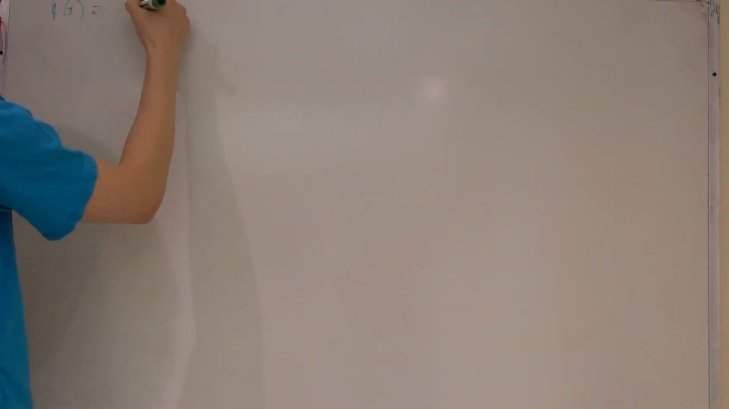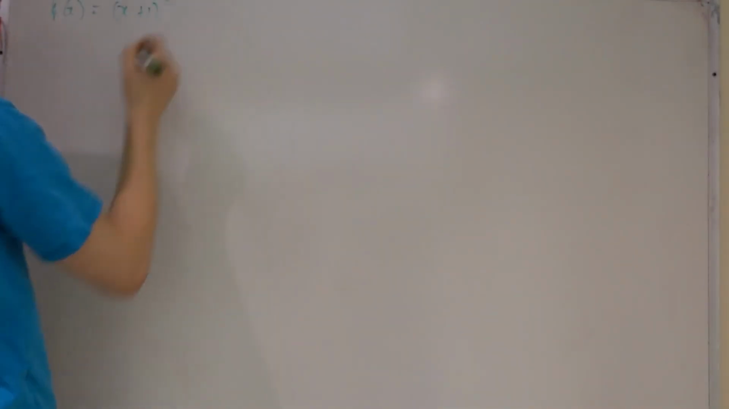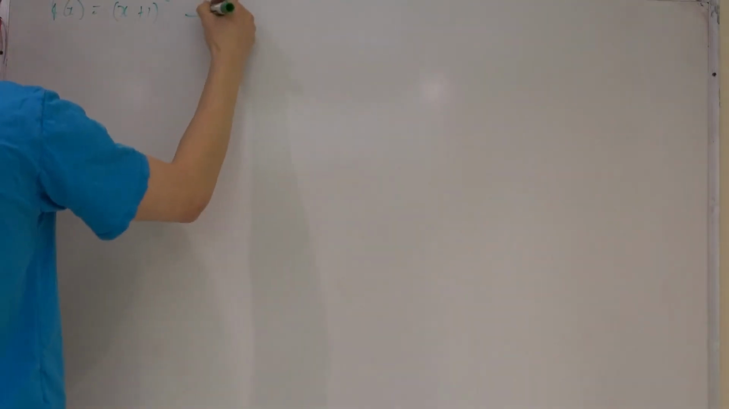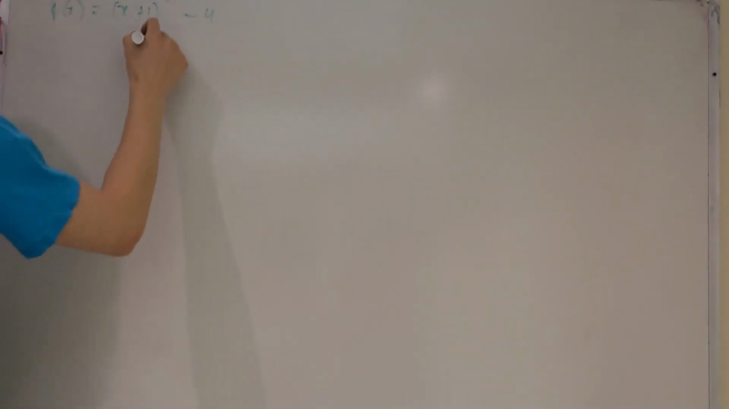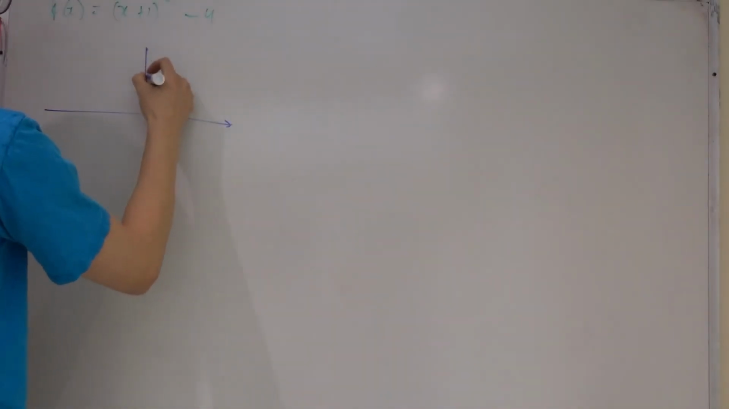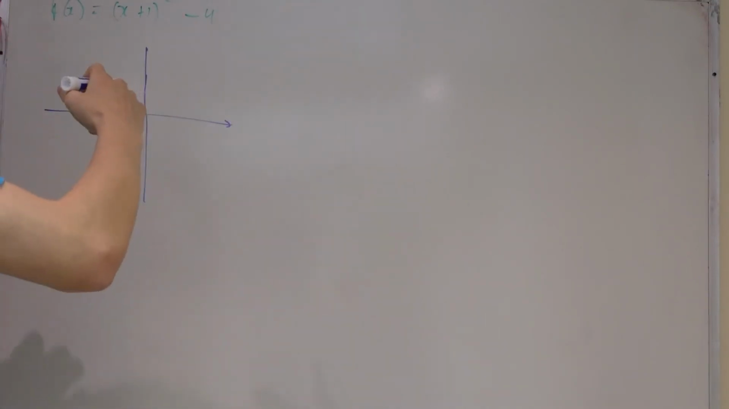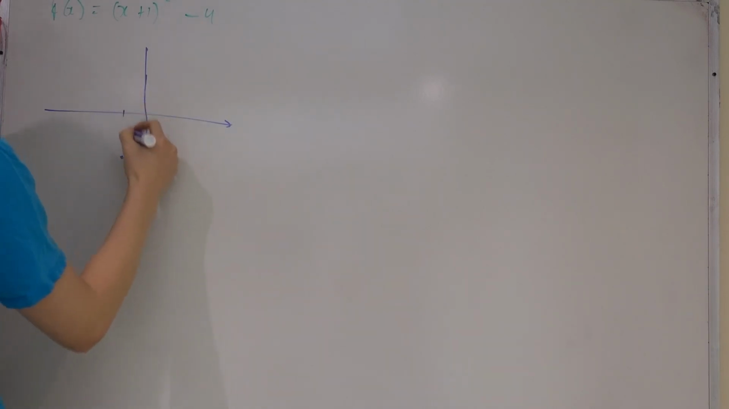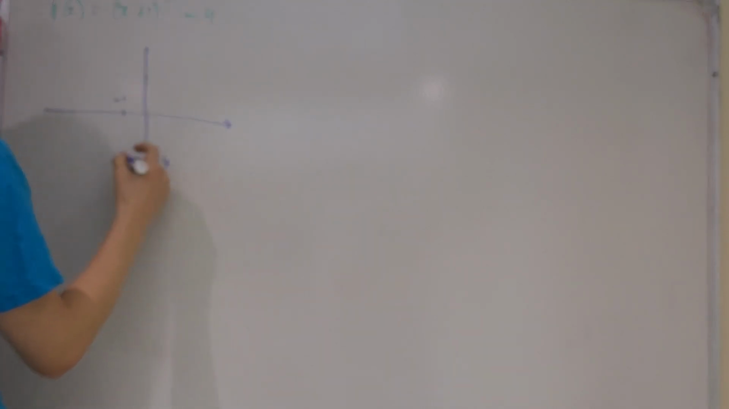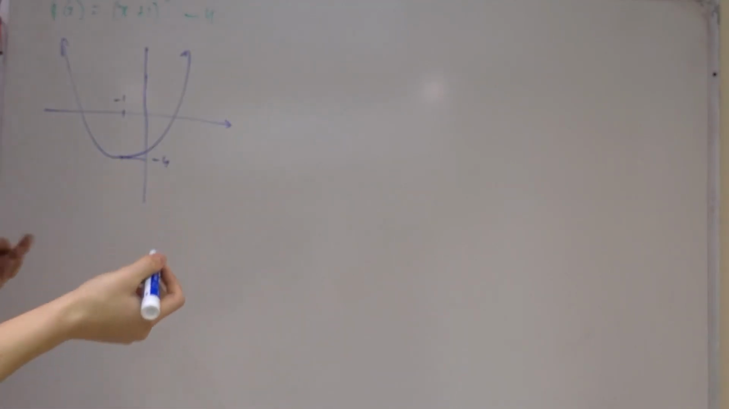f(x) is equal to (x + 1)^2 - 4. You know what's really convenient about this? What's really convenient is that it has been given to us as a transformation of x squared. So we can just immediately draw this as a translation, 1 left and 4 down. So the vertex is going to be here at (-1, -4), and it's just going to open up like that. Okay, let's figure out the roots, right?